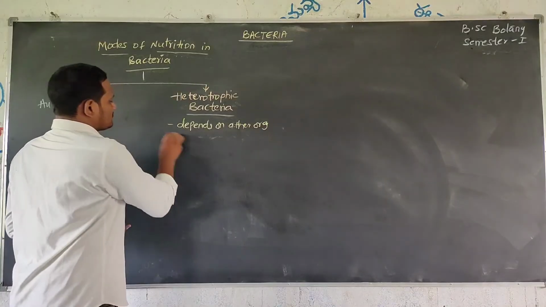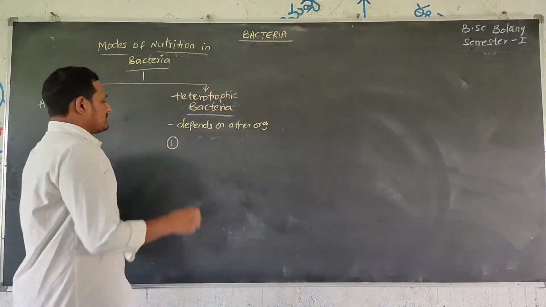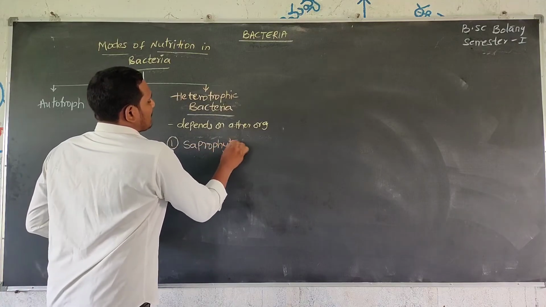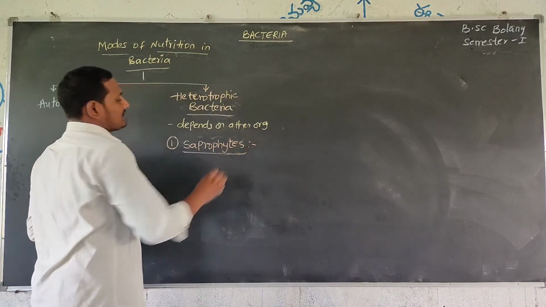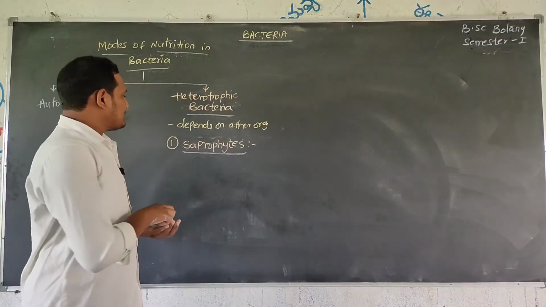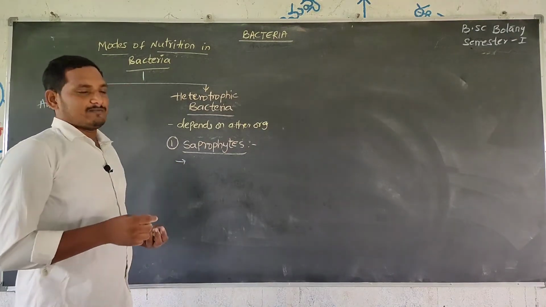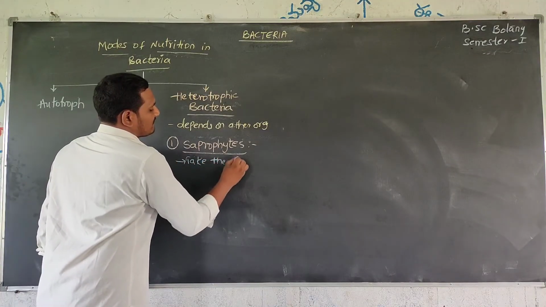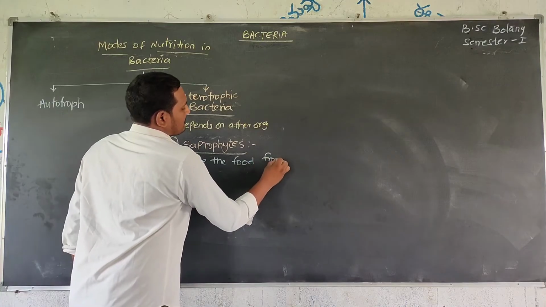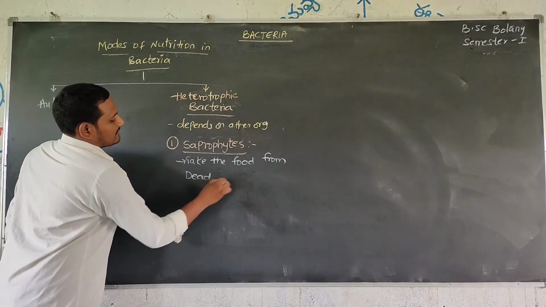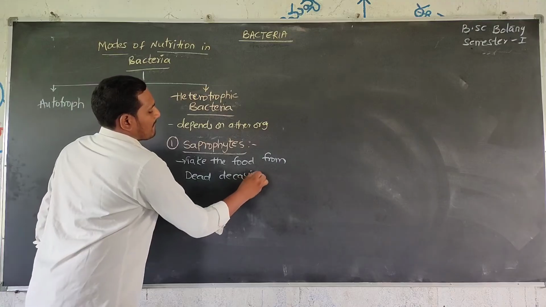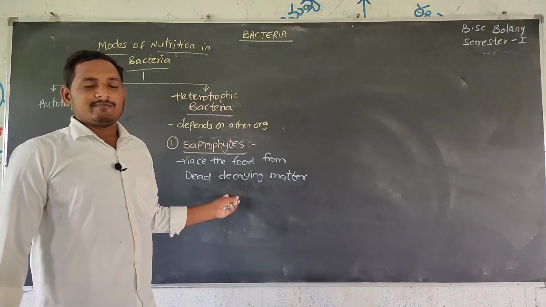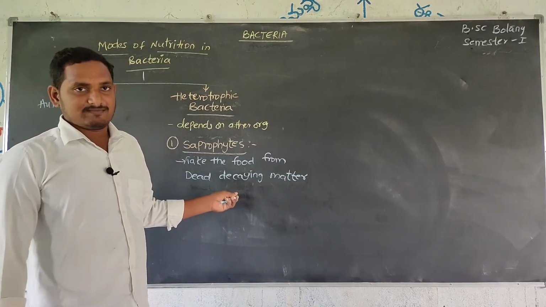And there are types. The first type of heterotrophic bacteria is saprophytic bacteria. Saprophytes or saprophytic bacteria take up the food from dead decaying matter.